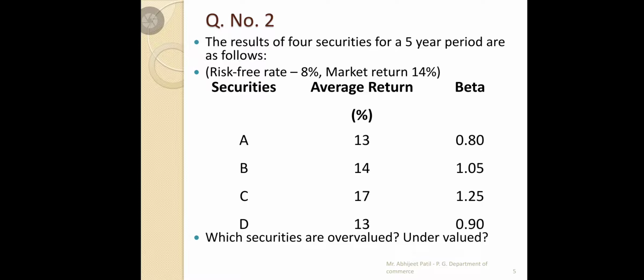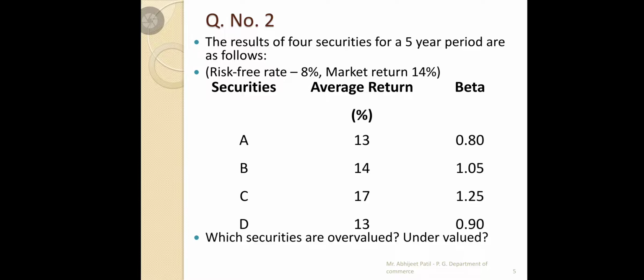See that question: the results of 4 securities for a 5-year period are given as follows. Total 5 years period is given, the risk-free rate is given as 8%, the market return is given as 14%, and 4 securities A, B, C, D with average returns 13, 14, 17, 30, and their betas are given.